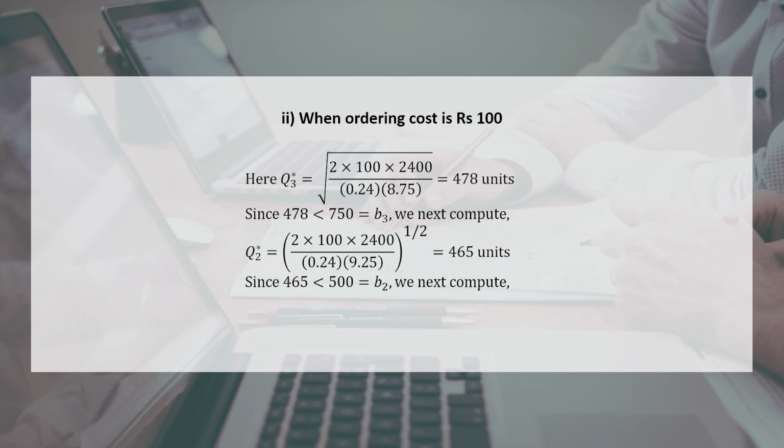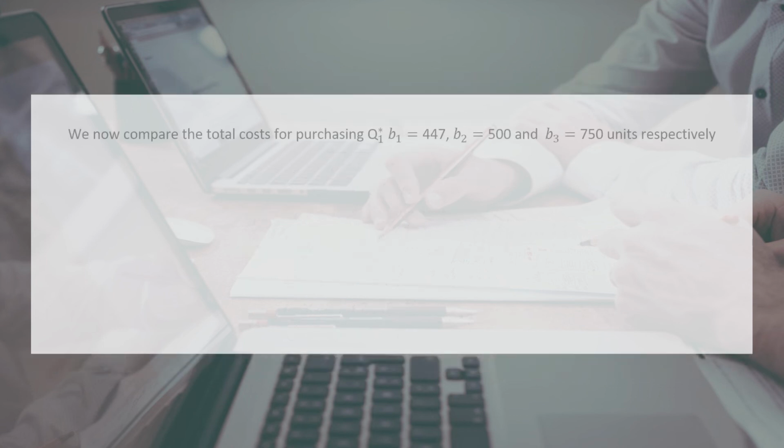Then you go to the next price, that is 10. So you can calculate Q1 as the square root of 2 multiplied by 100 into 2,400 upon 0.24 into 10. This 447 units is feasible. Now you have three quantities: one is 447, another is 500 units, and the third is 750. We have to calculate the total cost with all these three options.